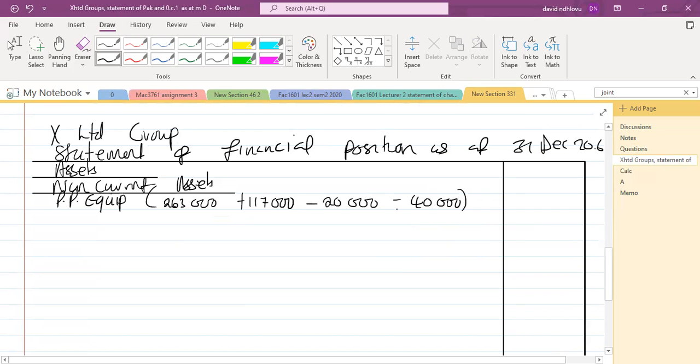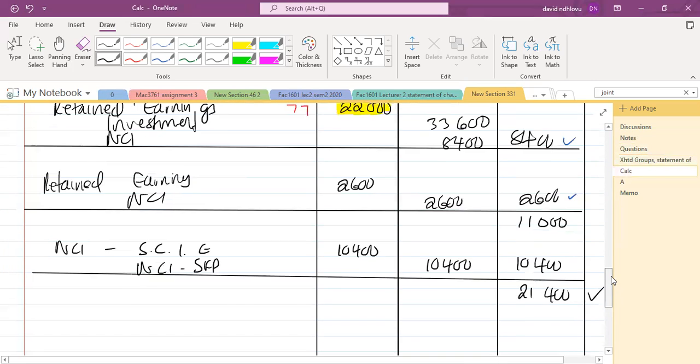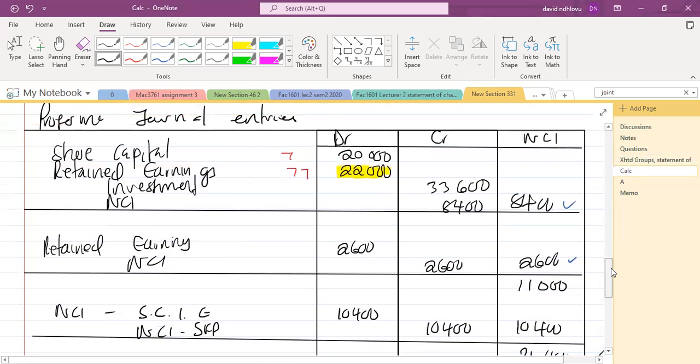Right, so therefore you are saying 263,000 plus an amount of 117,000 minus 20,000 minus 40,000, you are going to get a value of 320,000 in total. So that represents the value of property, plant, and equipment combined. We don't have to adjust anything. Remember, an adjustment comes via the journal. We did not touch the property, plant, and equipment.